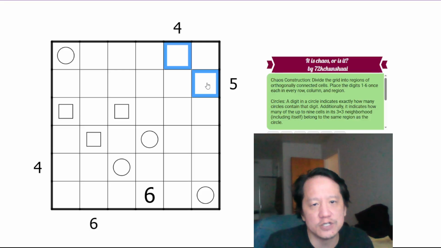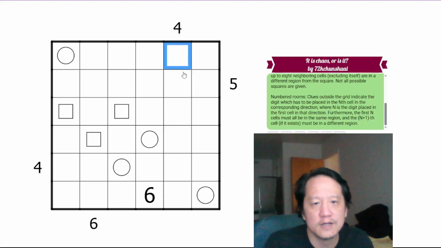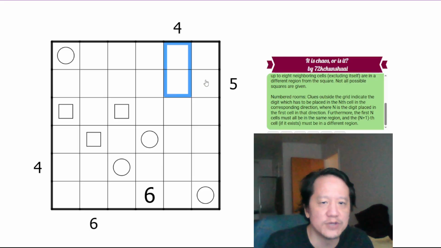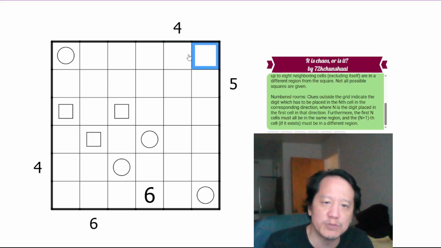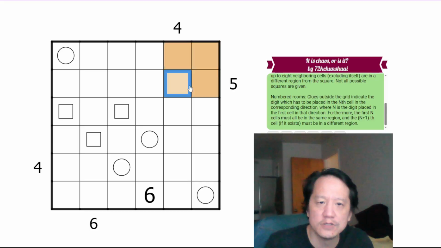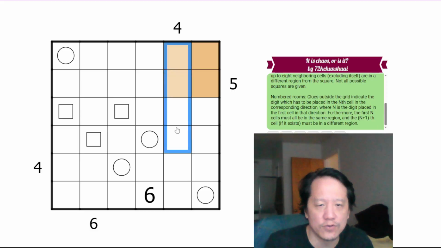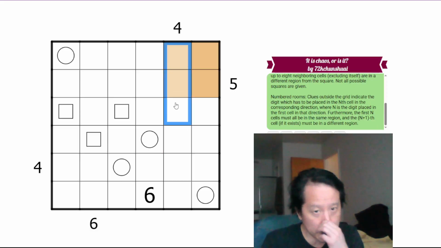And in addition, since they are part of the same region, the first n digits are part of the same region, these have to be the same region. Since these are all the same region, this must be part of that region. So we'll mark it as orange. And one of them has to extend further. We don't know which, though.